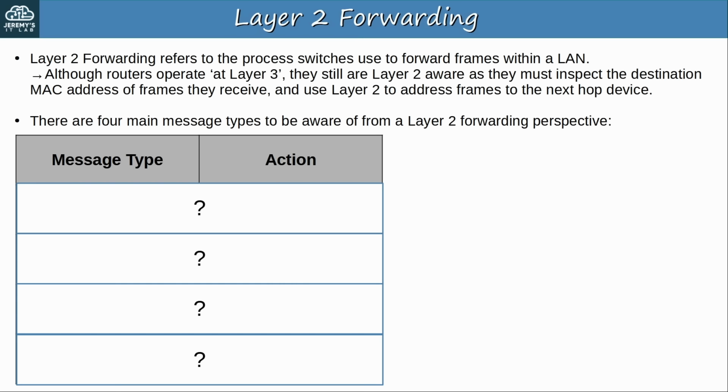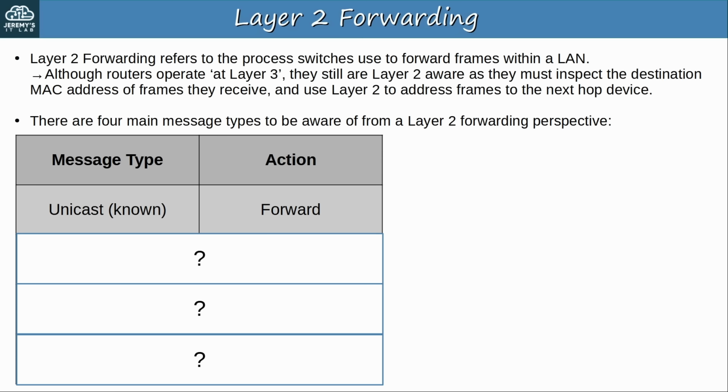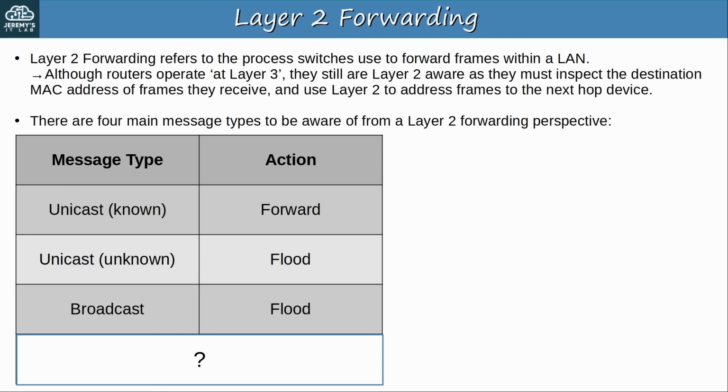Back to the topic. There are 4 main message types to be aware of from a layer 2 forwarding perspective. See if you can guess what they are. The first 3 you should already be aware of. Known Unicast frames are forwarded to a specific destination host. Unknown Unicast frames are flooded within the VLAN. Same for broadcast frames. And there is one more message type, Multicast, which by default is flooded as well. I briefly mentioned Multicast from a layer 3 perspective in my CCNA course, but didn't mention Multicast MAC addresses.